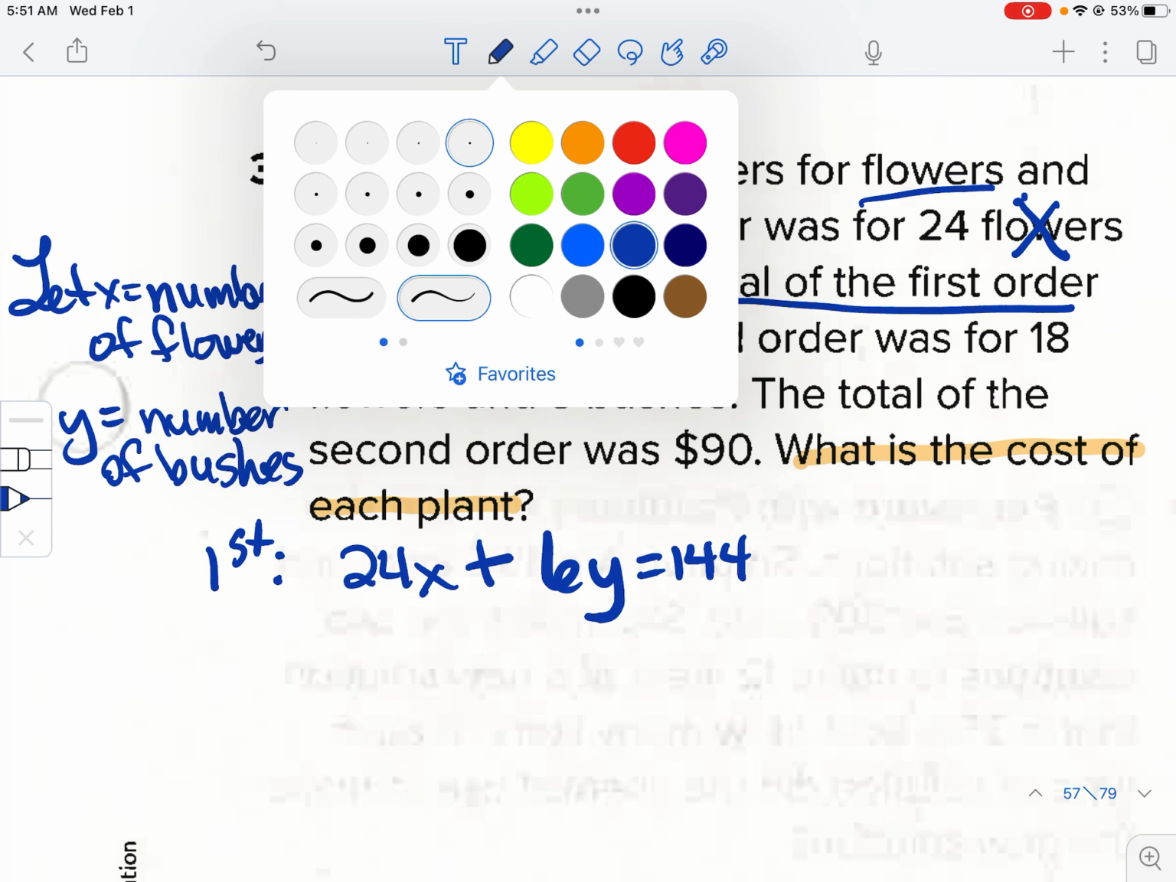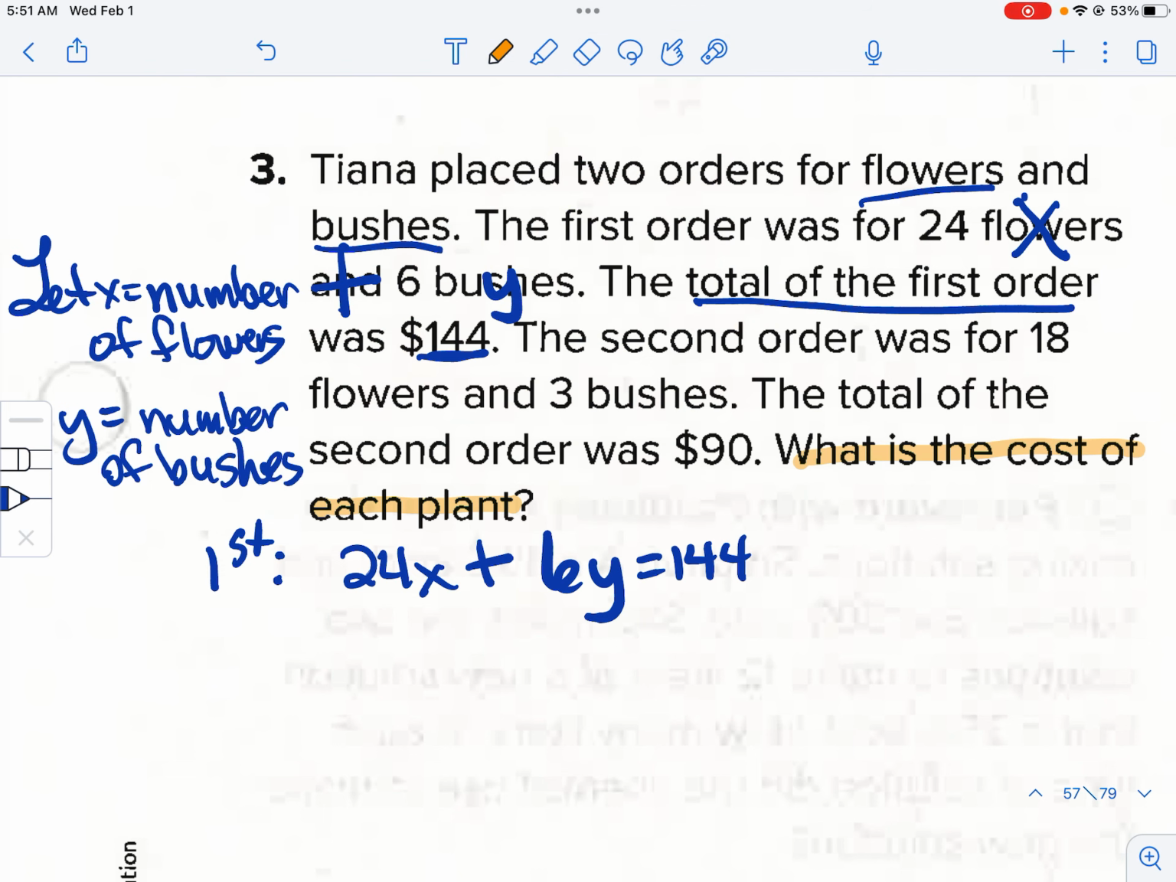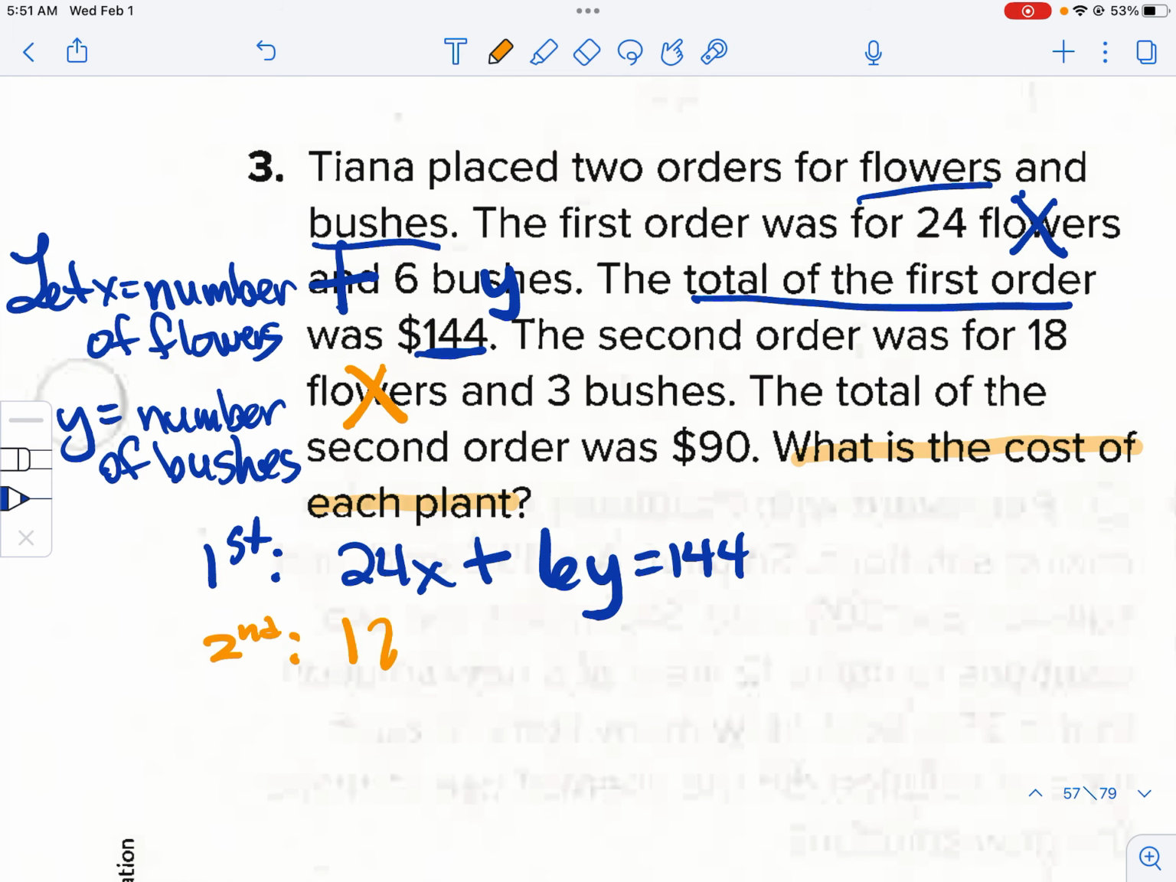Then the second order, it says 18 flowers. Remember, flowers are X. So I have 18X. And that's my plus sign. We have 3 bushes, and bushes we said was Y. So 3Y equals, they say the total right here is 90. Okay.